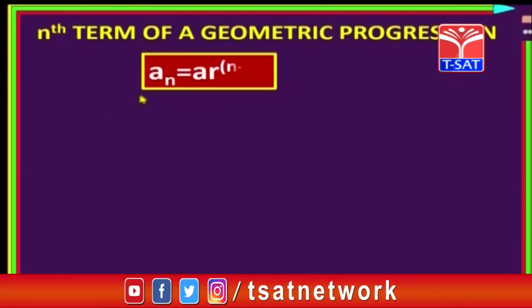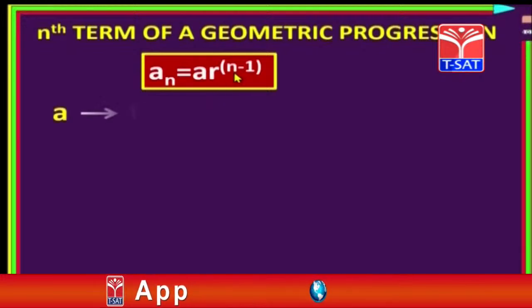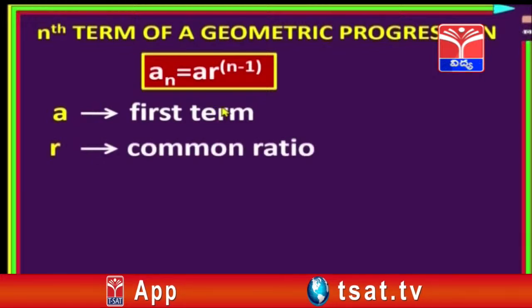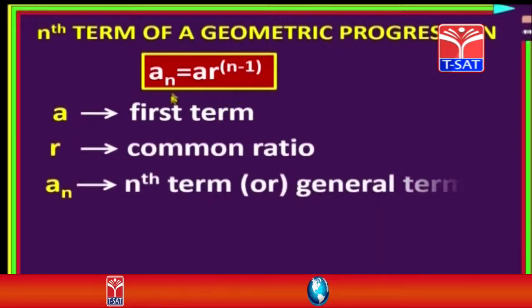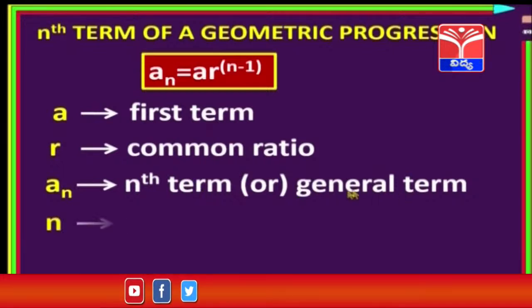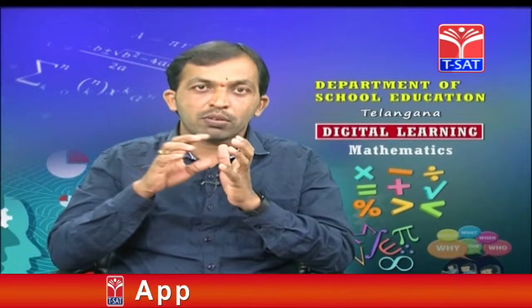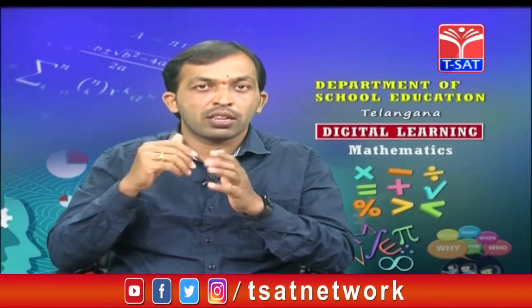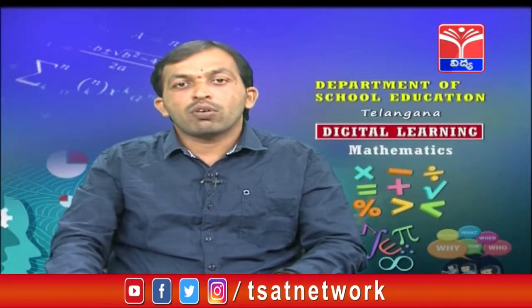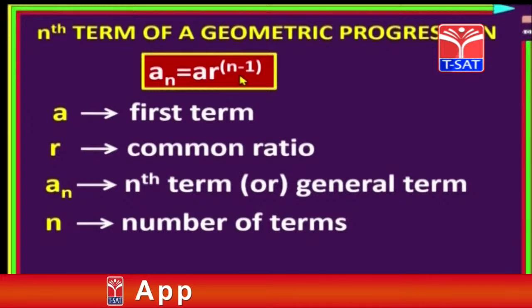Now this is the formula. Just now we have seen An is equal to A into R to the power of n minus 1, right? So what is A? A is the first term. What is R? R is the common ratio. What is An? An is nth term or general term. Next, what is n? n is number of terms. So among these four, if any three values are provided, then we can easily find the fourth one. So by using this nth term formula, we can find the fourth one if three among these are provided. An is equal to A R power n minus 1 is the nth term of GP.